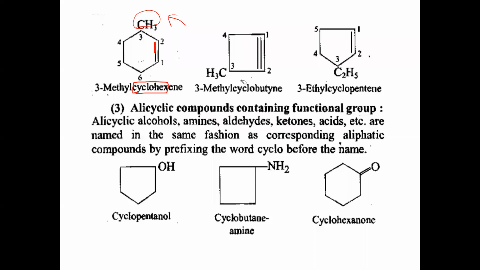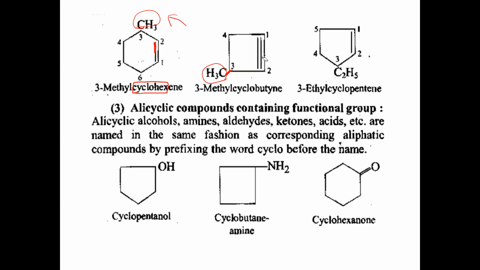Next. Now in this example, a triple bond is there, and one methyl substituent is there here. The methyl substituent is attached to this carbon here. Now while giving numbering, between the multiple bond and the alkyl substituent, which should be preferred?